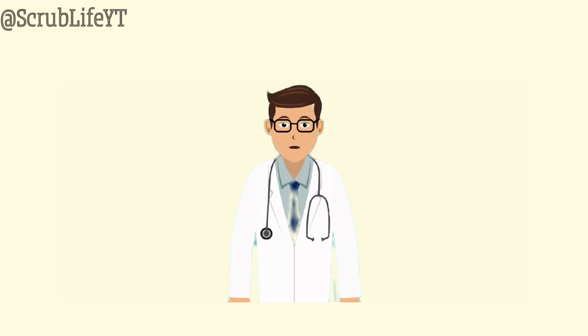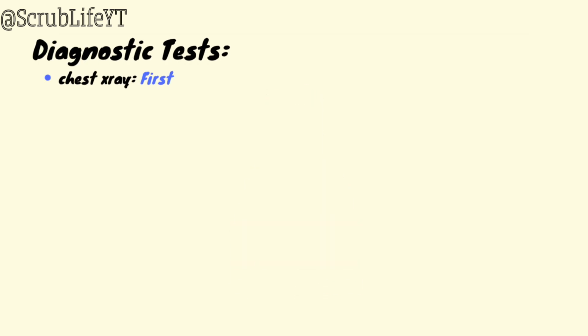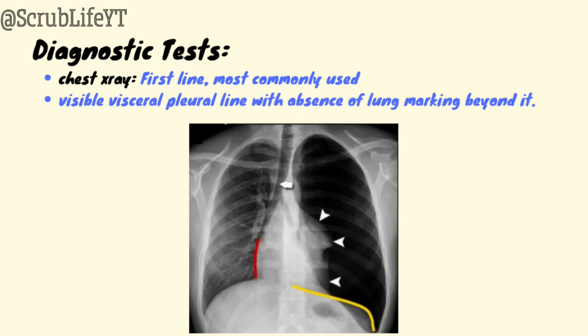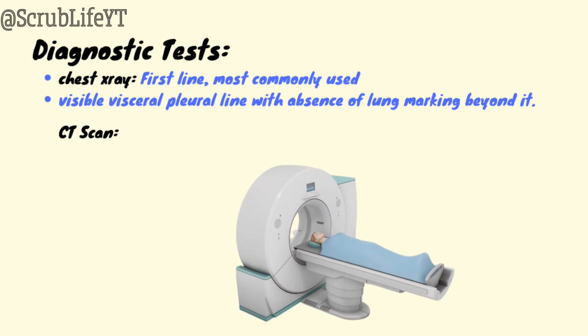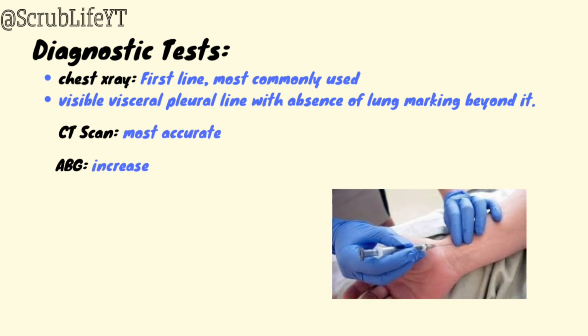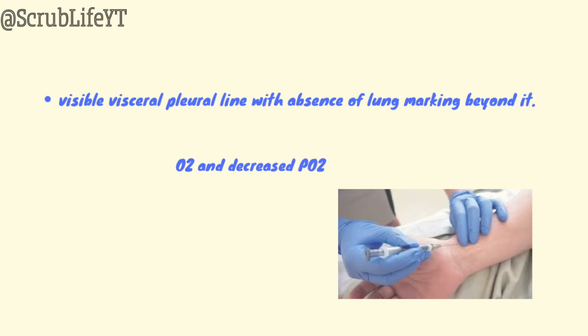Next we will discuss the diagnostic tests used to rule out pneumothorax. This includes chest X-ray. It is the first line and most commonly used. It shows a visible visceral pleural line with absence of lung markings beyond it. Next is CT scan. It shows the most accurate findings. ABG shows hypercapnia, increased PCO2, and hypoxemia, decreased PO2 level.